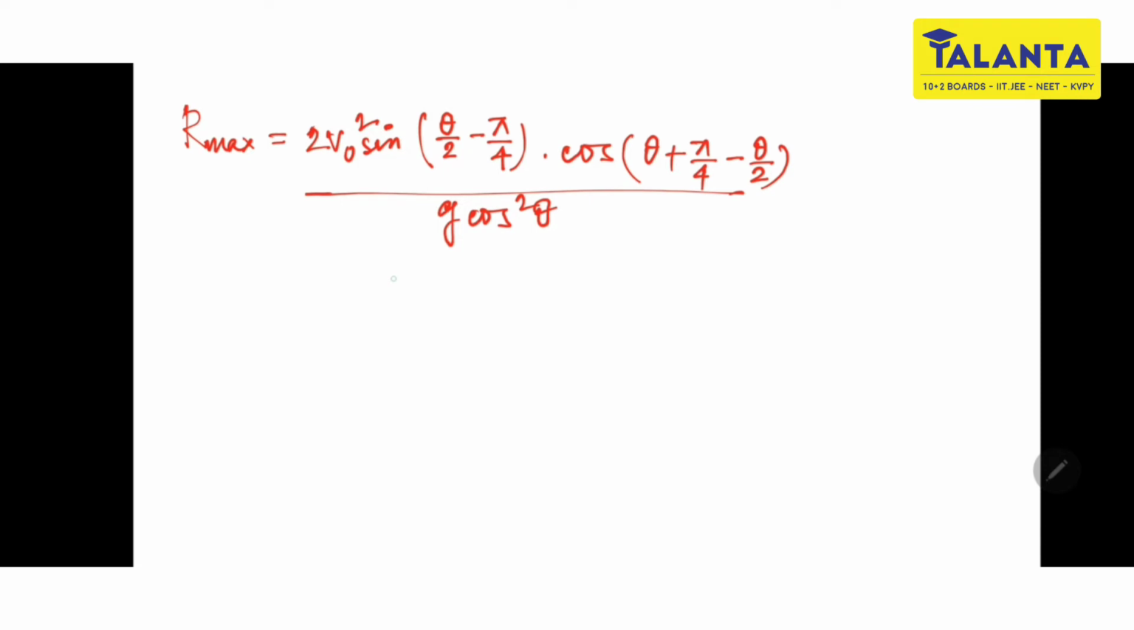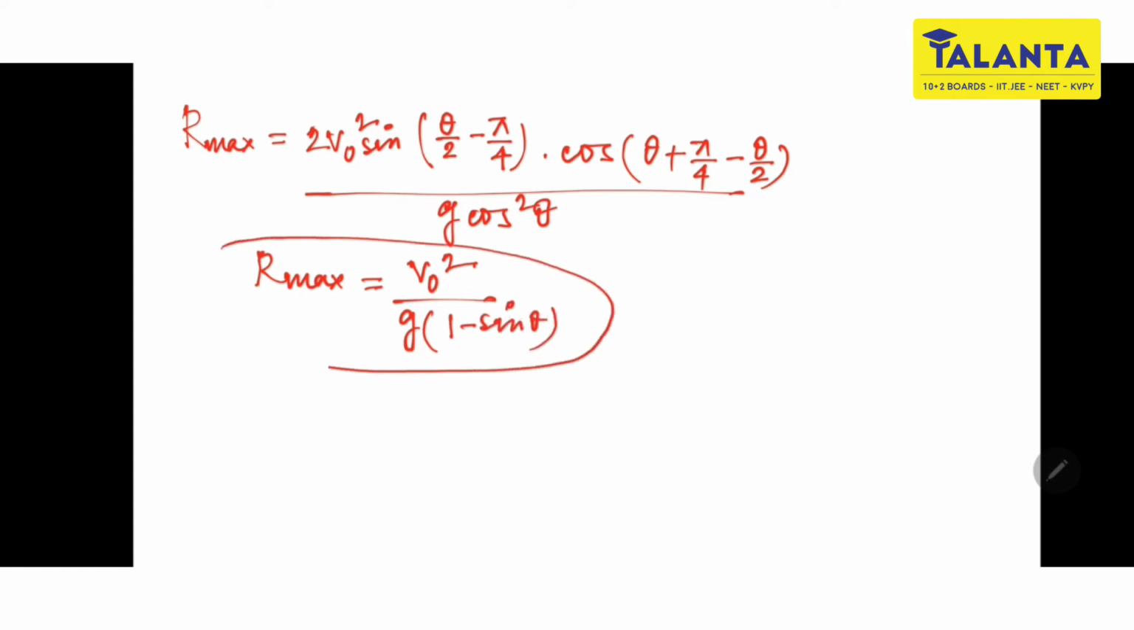Now, by simplifying this equation, we get the maximum value of range as v0 square by g into 1 minus sine theta. This is the maximum value of range when the projectile is on an inclined plane.